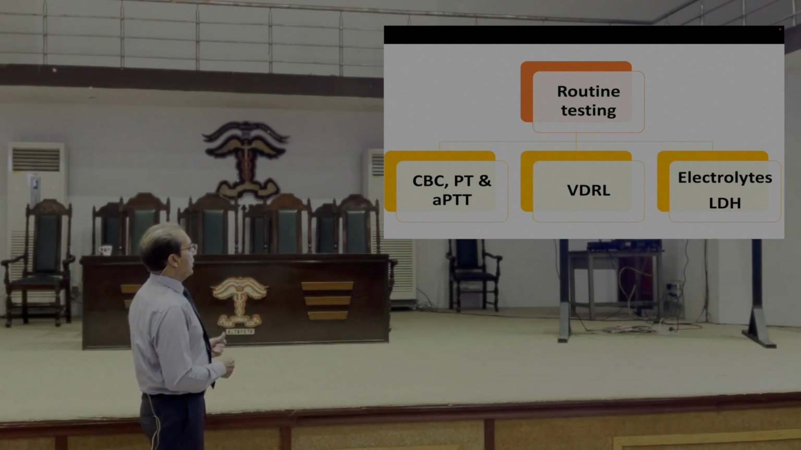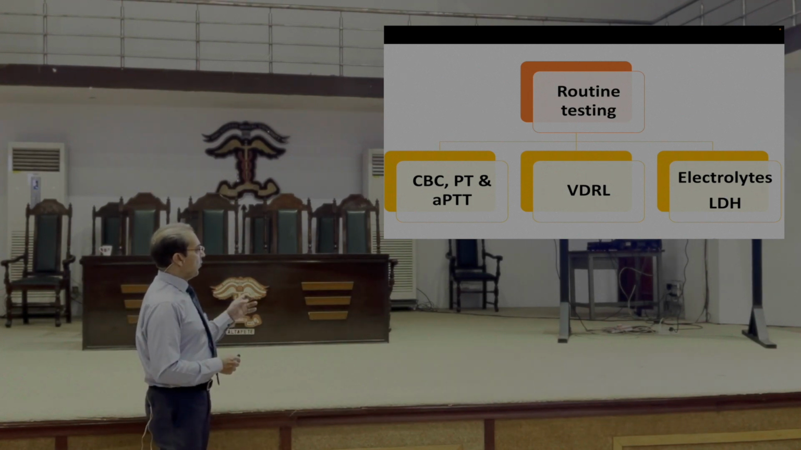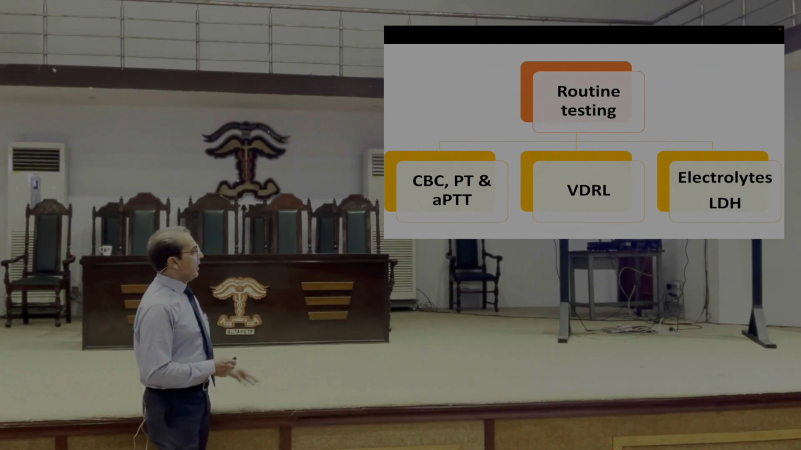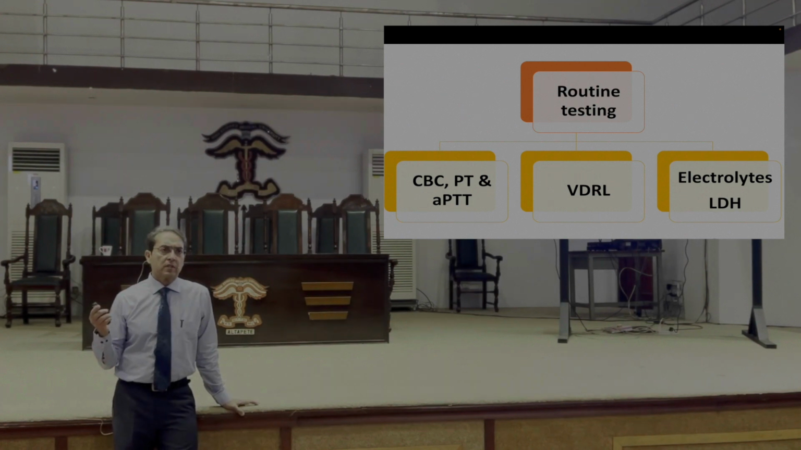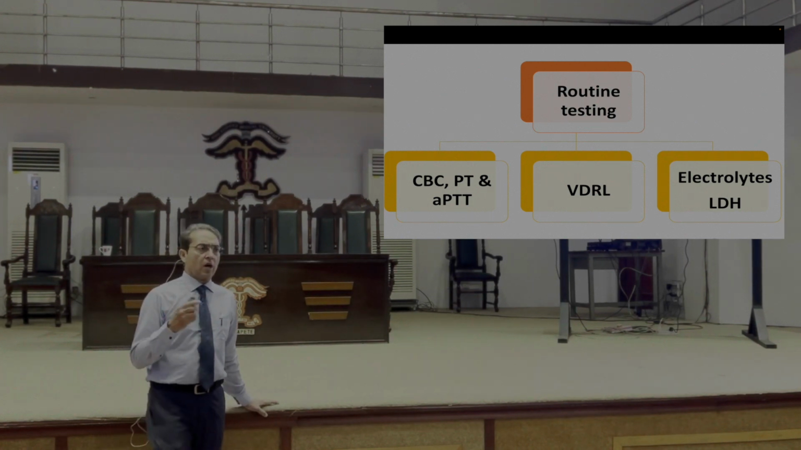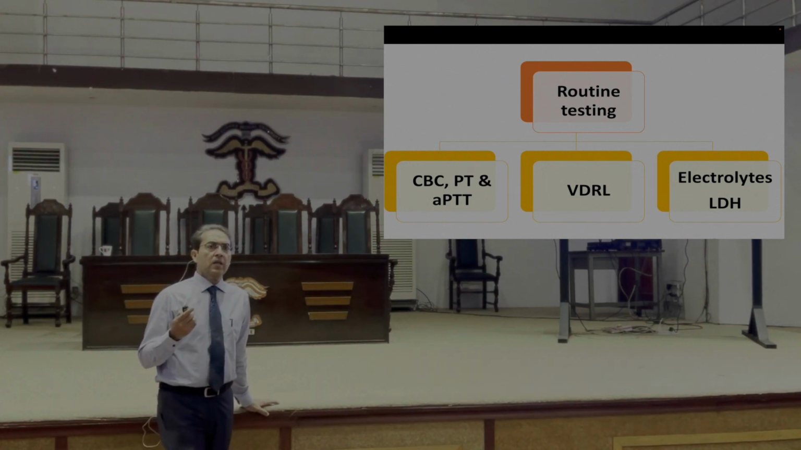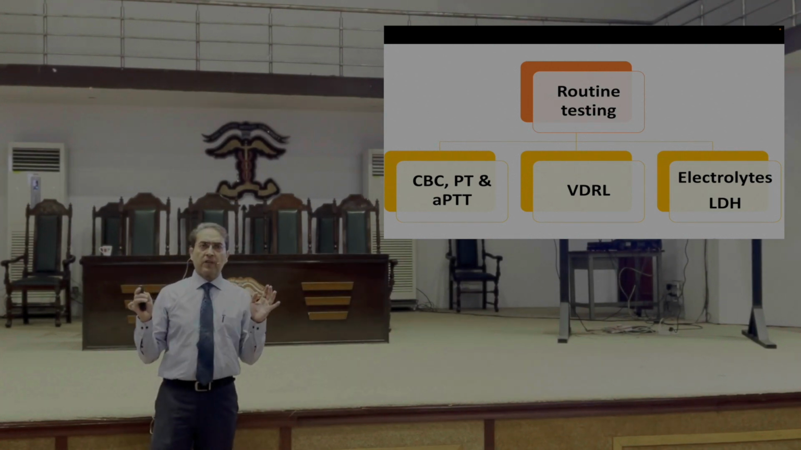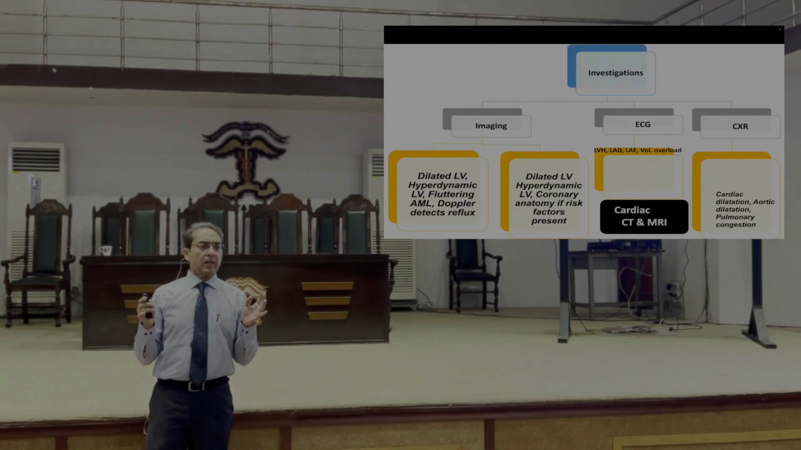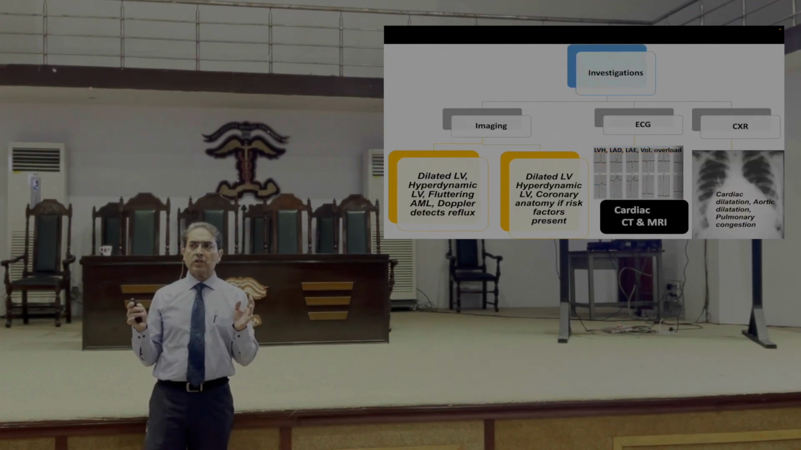We go for certain routine testing like CBC, VDRL for syphilis, electrolytes, LDH, and if required, testing for SLE, RA or ankylosing spondylitis. But generally those conditions are self-explanatory and present clinically, so it's not difficult to pick up those conditions.